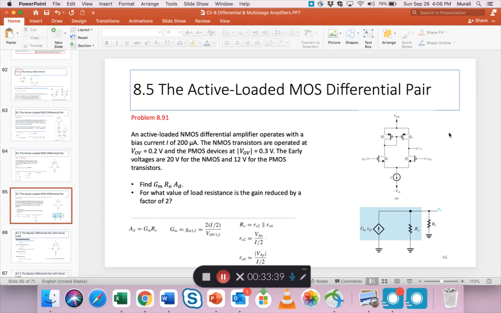Okay, so that was problem 891, and so these are all the problems I have on the MOS pair with the active load. There are some homework problems also. Please do those by yourself. That will help you improve your understanding of all this matter.